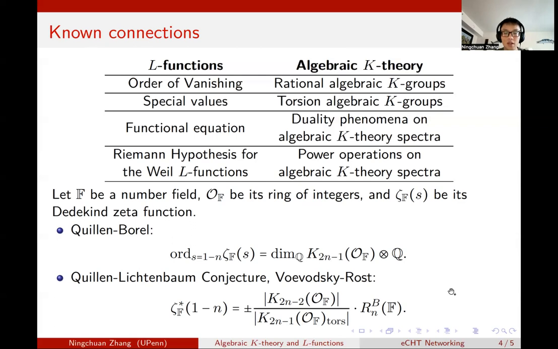In those two theorems, the left-hand sides are analytic properties of the zeta function, which are defined purely analytically. The right-hand sides are either dimensions of a vector space or sizes of a finite abelian group, so the right-hand sides are defined purely algebraically. So those two theorems illustrate very deep connections between L-functions and algebraic K-theory.